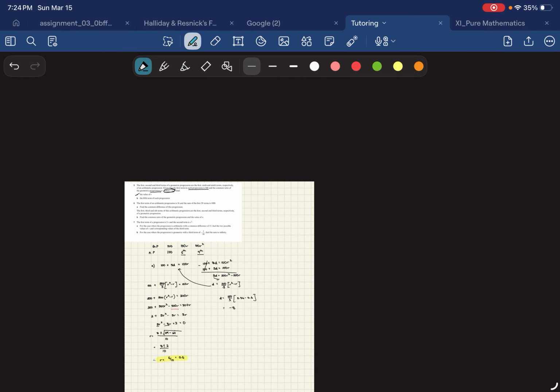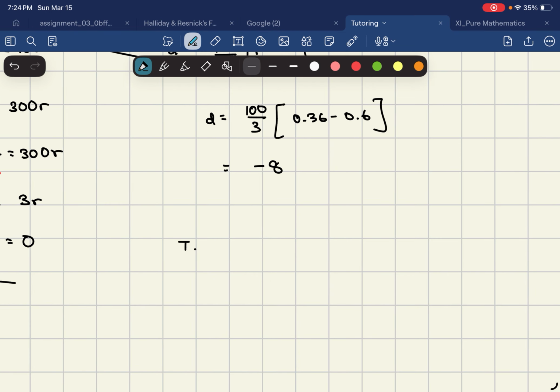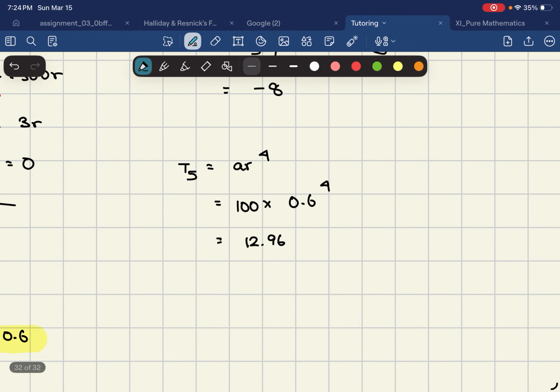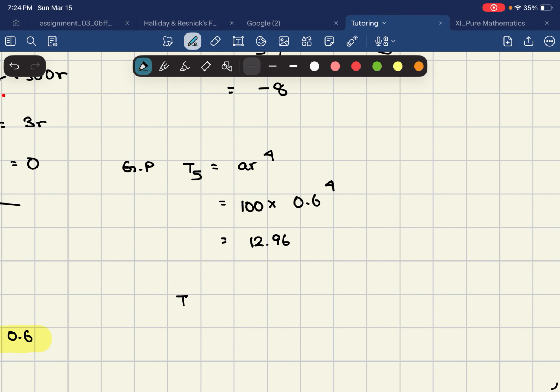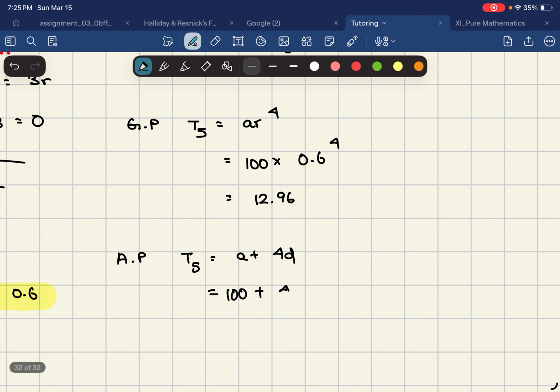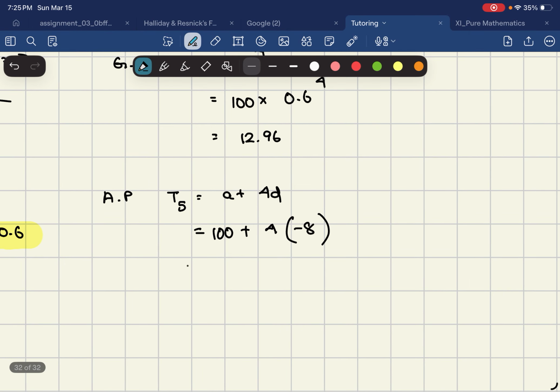So now we have to find the fifth term. If it's a geometric progression, the fifth term is ar to the power 4. So our starting term is 100 times 0.6 to the power 4, and that gives us 12.96. And this is considering a geometric progression. And if it's the arithmetic progression, the fifth term is a plus 4d. And that is 100 plus 4 times negative 8. So that is 100 minus 32, 68. So 12.96 and 68. That is the answer.